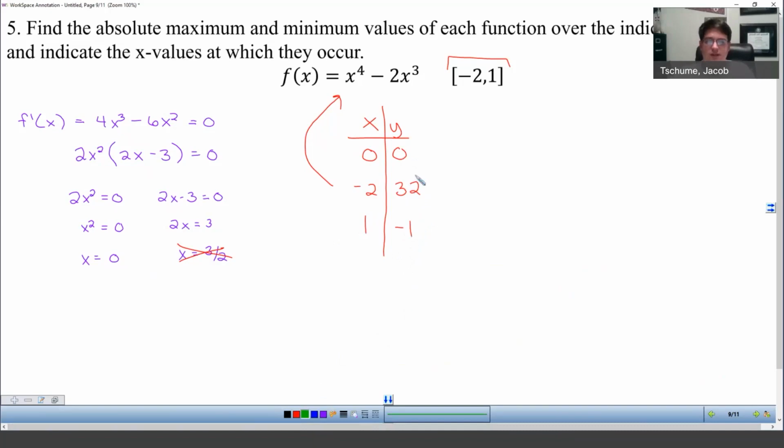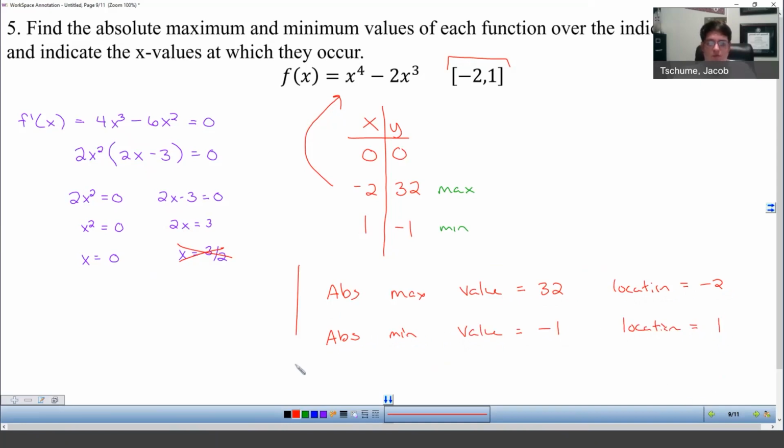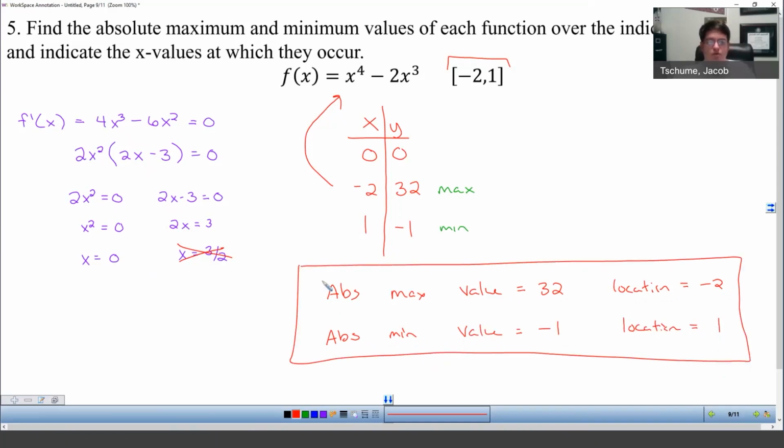Looking at those values, it looks like the largest value is the 32, which will be your maximum, and -1 is your smallest, so that will be your minimum. So when I answer my same questions again, you will have an absolute maximum value equal to 32 with a location equal to -2. And then you will have an absolute minimum value equal to -1 at a location equal to +1. And there is your absolute max and min.